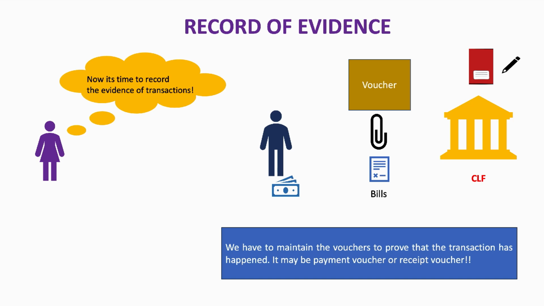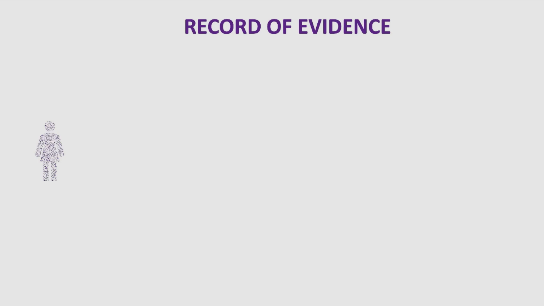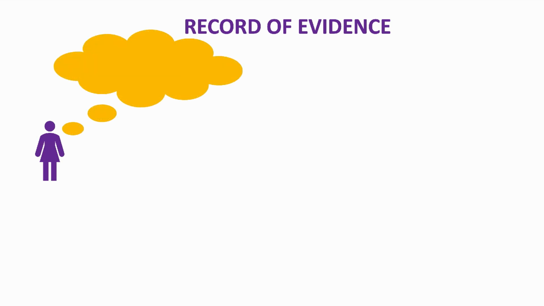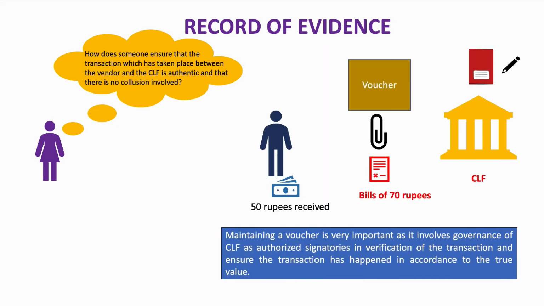The vouchers necessarily have to be accompanied by bills or a document which proves that the transaction in question has taken place. How does someone ensure that the transaction which has taken place between the vendor and the CLF has actually taken place and that there is no collusion involved? That is where maintaining a voucher becomes very important, because this is the point where the governance of the CLF comes into the whole cycle of accounting, and it authorizes and validates the transaction and ensures that the transaction has happened in accordance with the true value and also the norms of the federation.